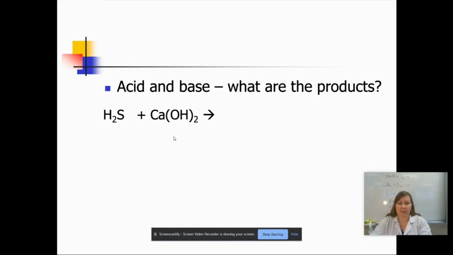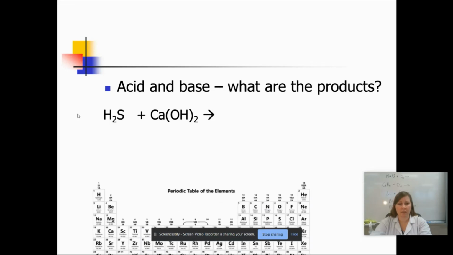So here we have an acid and a base reaction, and we want to know what the products are going to be. We know this H2S is an acid because it starts with H. This is hydrosulfuric acid. And this is a base. We know that because it ends in OH. So this is calcium hydroxide. So they're going to react in such a way that the H from the acid gets together with the OH from the base and makes water, and the other two ions get together.